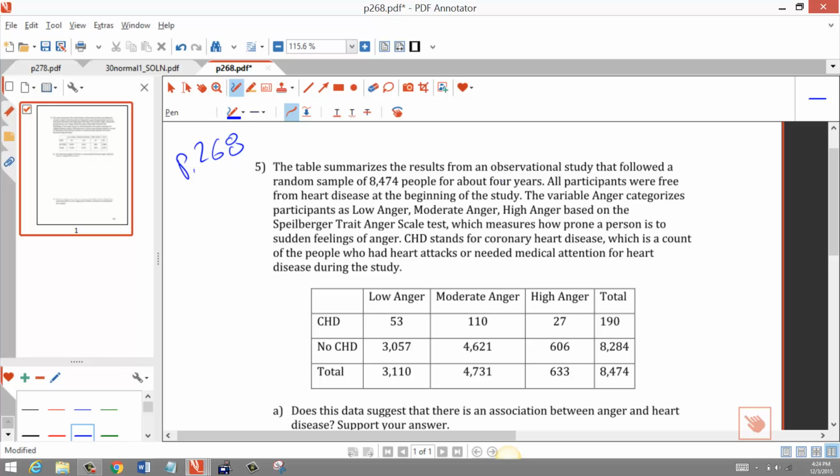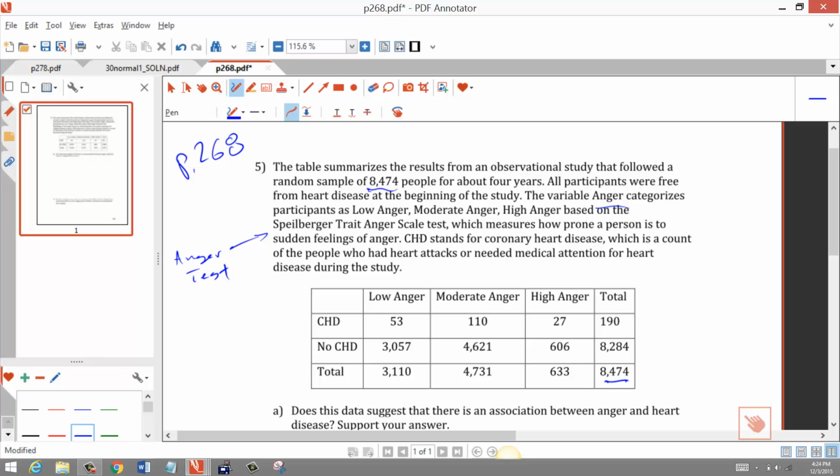The table summarizes the results from an observational study that followed a random sample of 8,474 people. So there's a total of this many people, and that's right here in the bottom corner. That's everybody, 8,474 people. All participants were free from heart disease at the beginning of the study. The variable anger categorizes participants as low, moderate, or high anger based on the Spielberger Trait Anger Scale test, which measures how prone a person is to feelings of anger. So this is just an anger test. That's all they did, was test how angry people were.